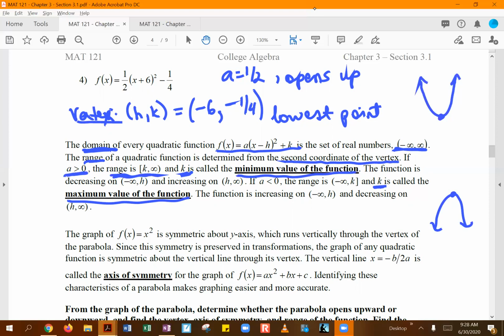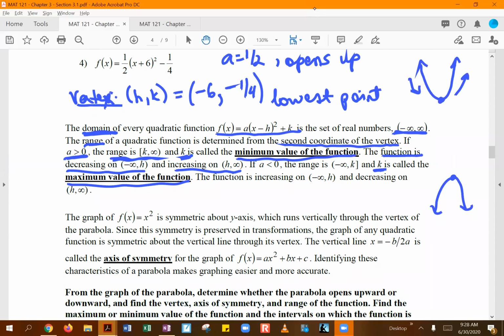Additionally, when a parabola is opening up, they are saying our function is decreasing from negative infinity to h, which means it would be decreasing on this side. And they are saying it's increasing on h to positive infinity, which would be this side of our function.